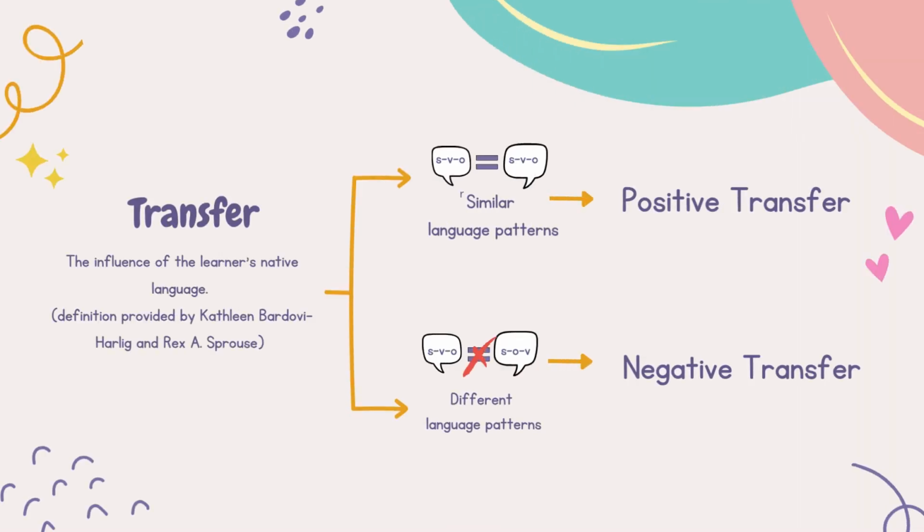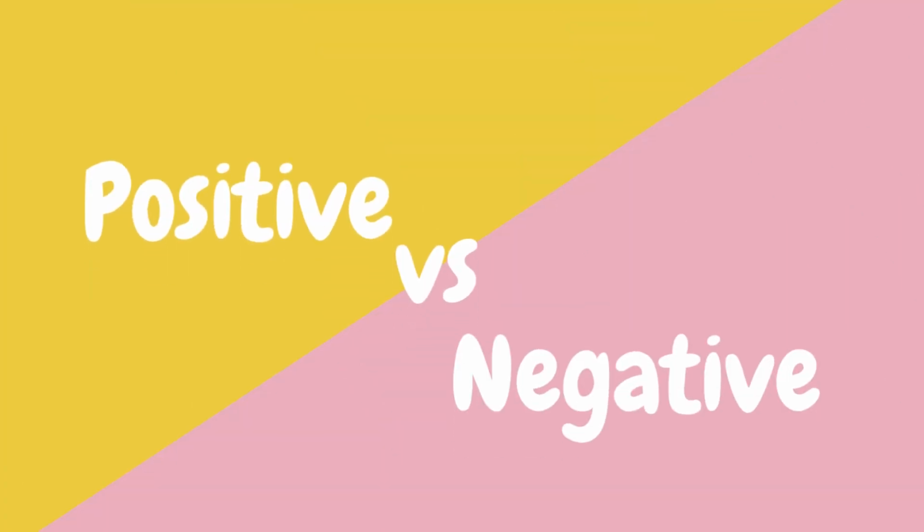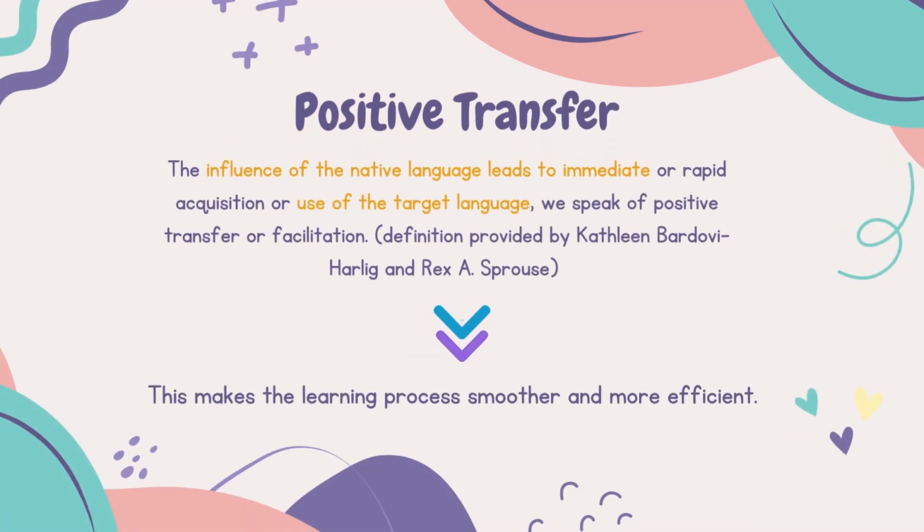Transfer. Transfer broadly refers to the influence of a learner's native language. Based on this, using similar or different language patterns will lead to either a positive or negative transfer. But what's the difference? When the influence of the native language leads to immediate or rapid acquisition or use of the target language, we speak of positive transfer or facilitation. This makes the learning process smoother and more efficient.